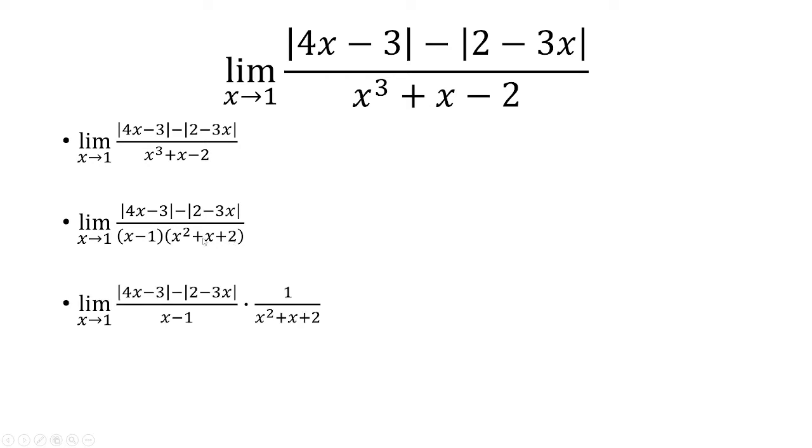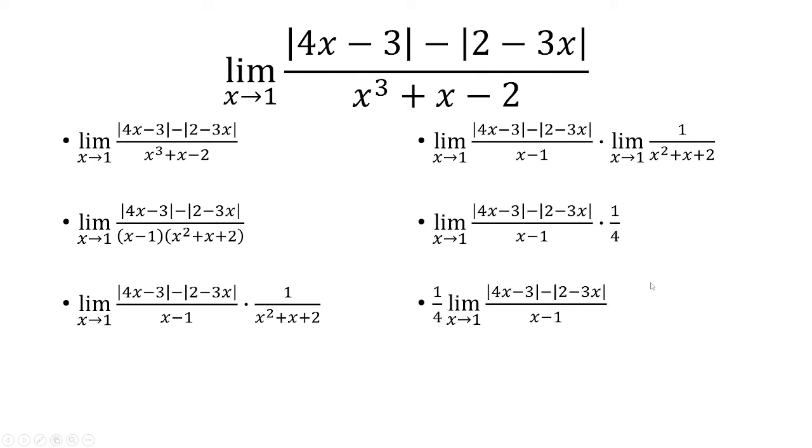From here, I can break this up into two separate products. I'm just going to break out the x squared plus x plus 2, and using the product rule, we just have two separate limits. Now, if I plug in x equals 1 on the second limit, I get 1/4, which I can bring outside. Okay, so now we've reduced it to solving this limit.